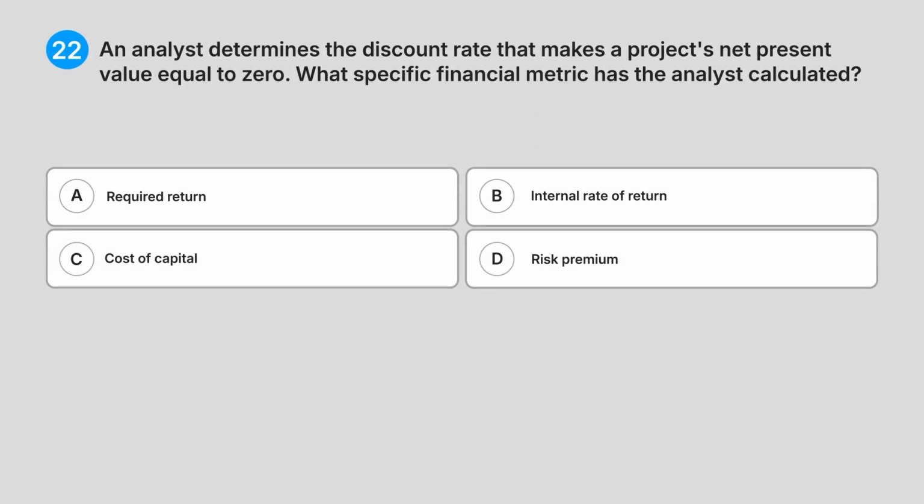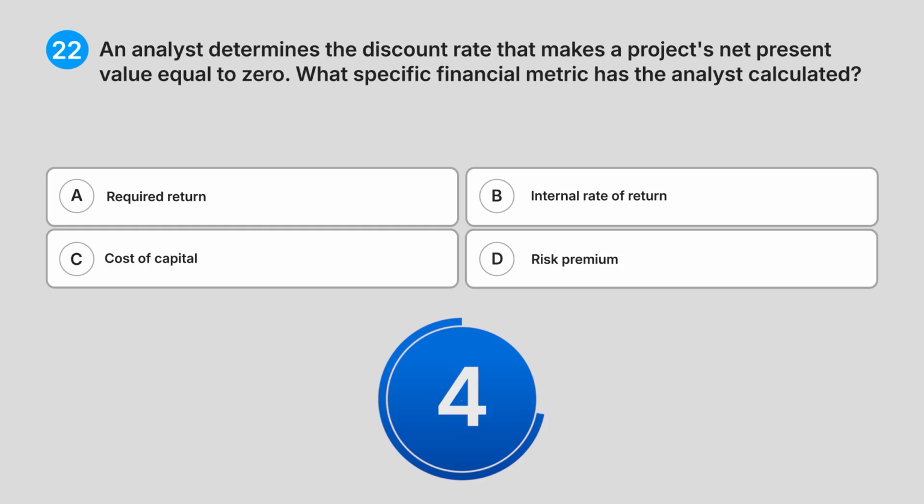22. An analyst determines the discount rate that makes a project's net present value equal to 0. What specific financial metric has the analyst calculated? A. Required return. B. Internal rate of return. C. Cost of capital. D. Risk premium. Do you know the answer?